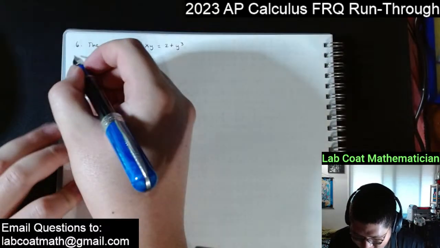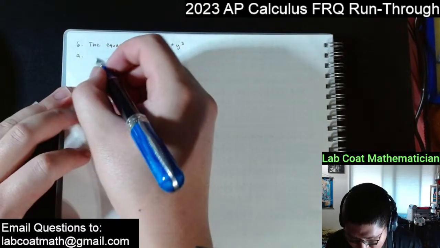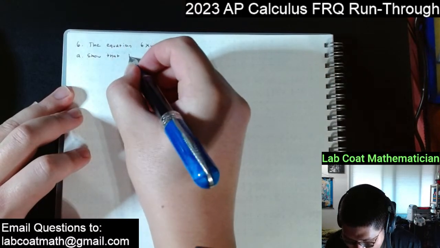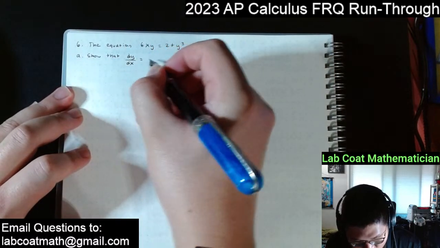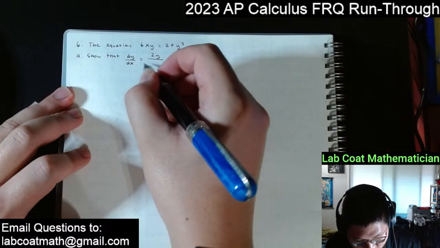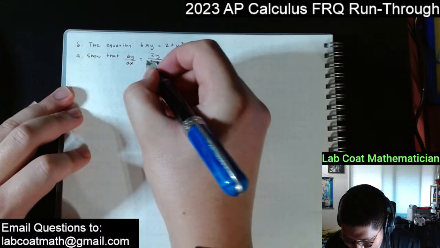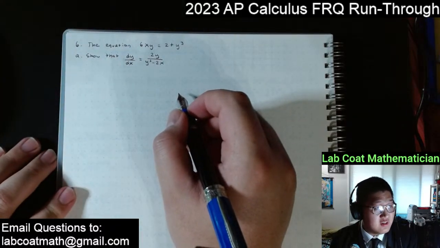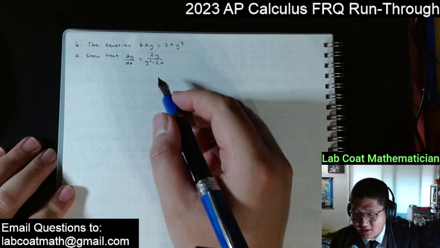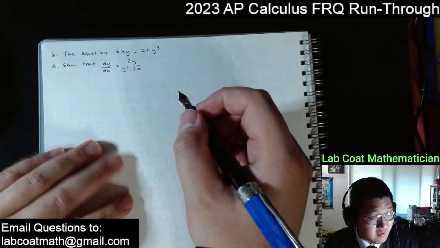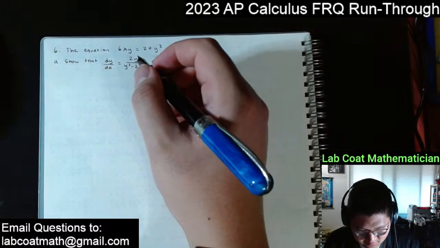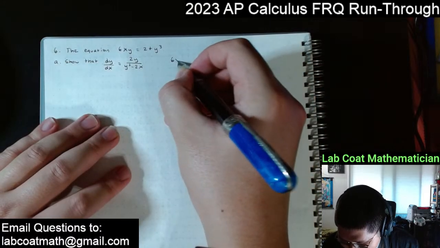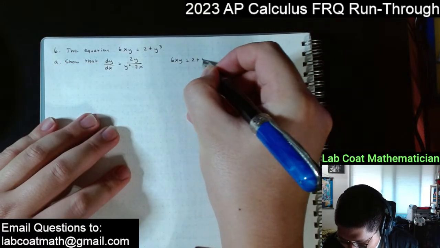But with that, part A asks that we want to show that the first derivative dy over dx is equal to 2y over y squared minus 2x. Okay? So now they want us to put all that work together to show that we are dealing with this properly on the first derivative. So with that, we can go ahead and start putting on the derivatives here. So again, 6xy is equal to 2 plus y to the third power.